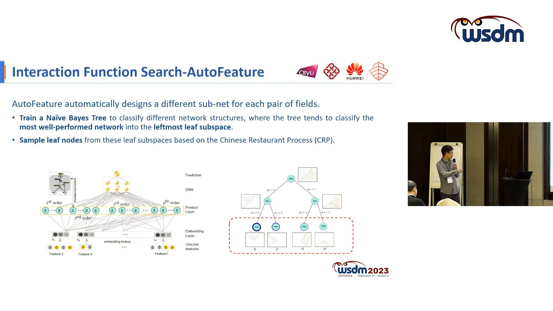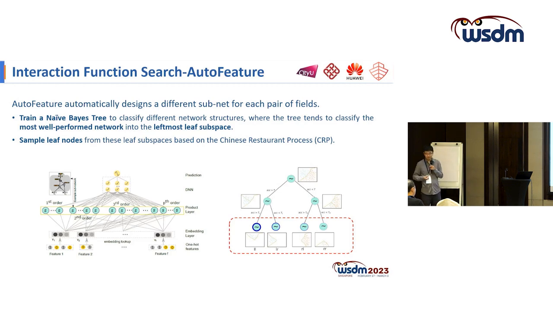In this work, they train a naive Bayes tree. The working process is as follows. If an architecture is above a threshold, then we go left, otherwise we go right. And then this process is repeated several times and we have this tree structure. Okay, so better ones always go left and the worst ones always go right. That means the leftmost leaf node contains the best performed models. And on the contrary, the rightmost node includes all the worst performed models, right?